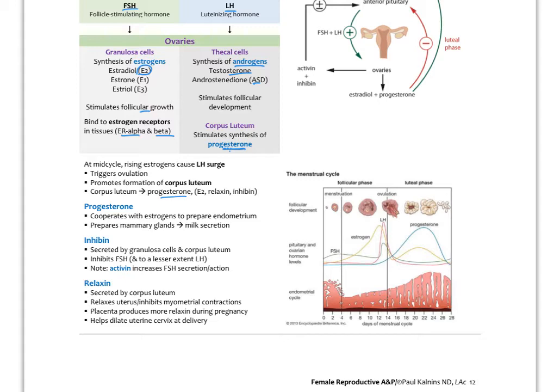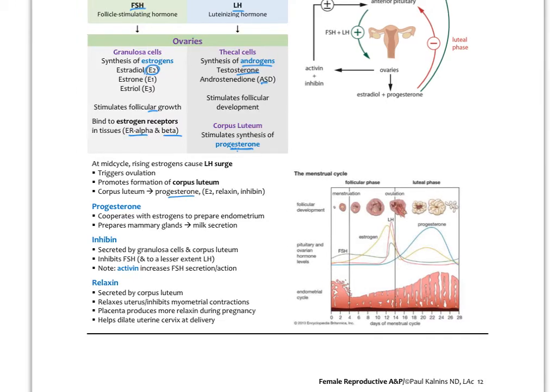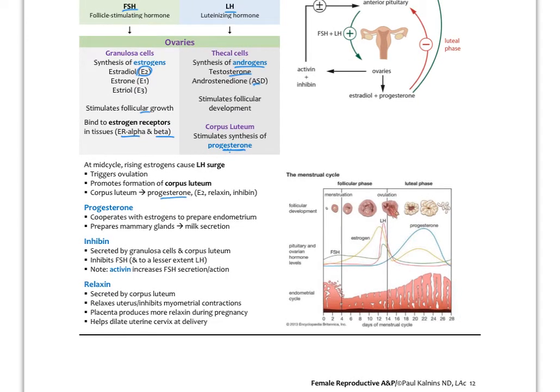It's going to inhibit myometrial contractions, and the placenta will also produce lots of relaxin during pregnancy, and that's going to help dilate the uterine cervix at delivery. So basically, by decreasing the muscle contractions in the uterus in early pregnancy, this will prevent miscarriage, or the uterus trying to expel the developing embryo and fetus. And then higher levels later in pregnancy will help relax the cervix for delivery.